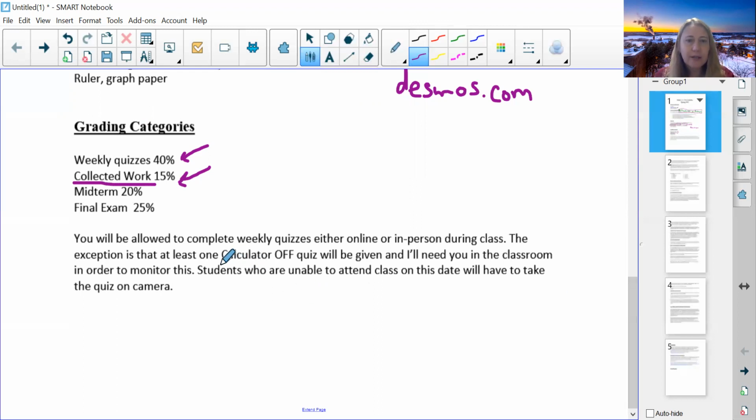There is one quiz that will be closed notes calculator off, meaning that in order for me to monitor that, I have to require that it be done in person, or if you're a fully remote student, you can take this on camera. Sorry, I'm in my office and there we go. The lights just automatically turned off. I wasn't moving enough.